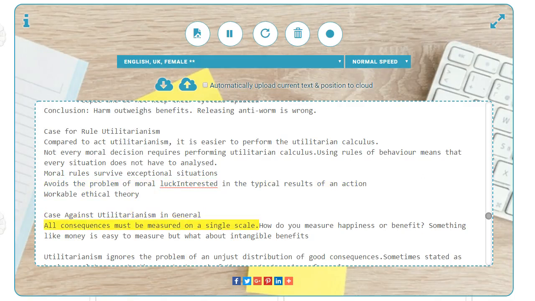Case against utilitarianism in general. All consequences must be measured on a single scale. How do you measure happiness or benefit? Something like money is easy to measure, but what about intangible benefits?